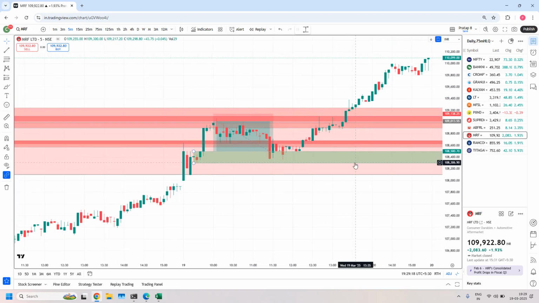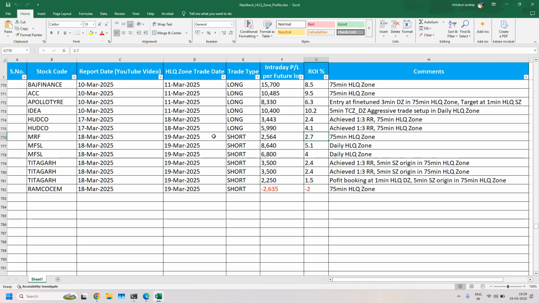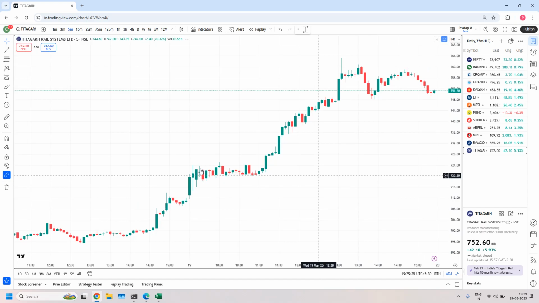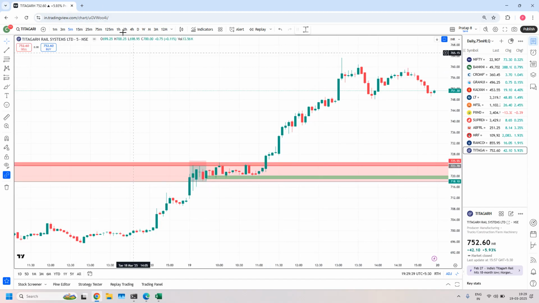And the next one is Titagarh. It gave 3 trades, Titagarh. So it is a very interesting analysis and a very interesting way you have to observe this stock. Look into this.